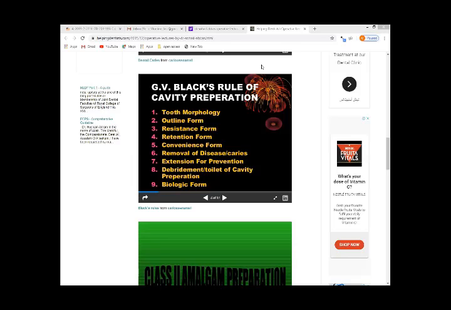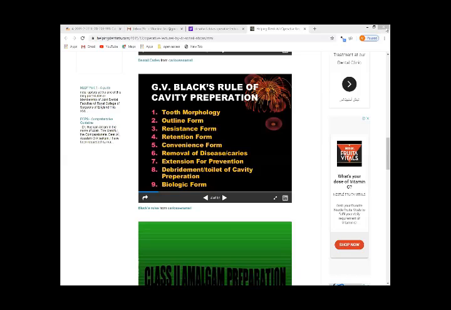So here, if we are approaching this, we'll cut the bases of these ridges and the marginal ridge when we are designing a class 2 cavity for amalgam. When we are designing a cavity for class 2, we approach the proximal surface, but because we have the adjacent tooth there, we cannot look at the proximal surface like this, as I am showing you. So we will approach from the marginal ridge.